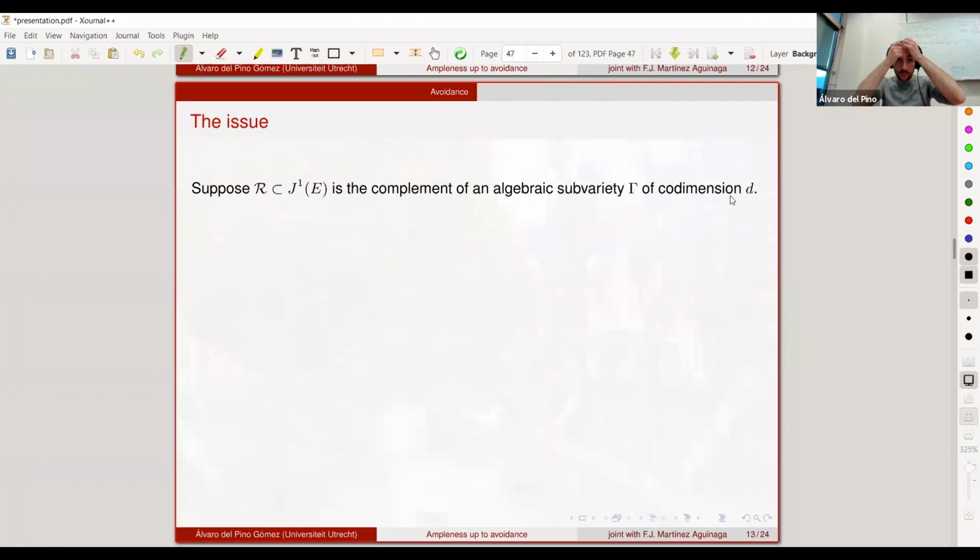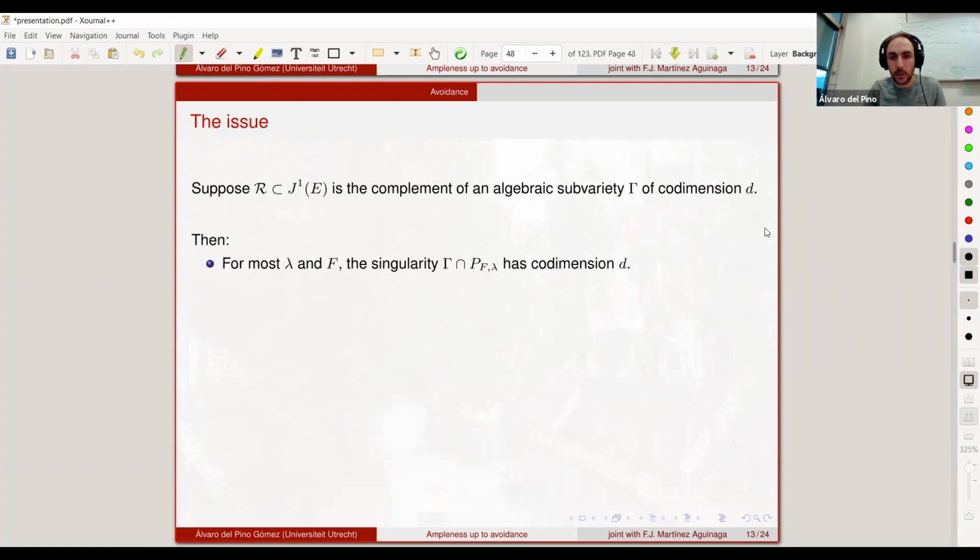So what is the idea with this avoidance story? As I tried to sell to you before, the point is that in practice, you start looking at relations, and it turns out that many relations are almost ample, but not quite. What do I mean by this? Let's say I'm in J1 and I have some relation there. And again, being in J1 is not important. I could do this in general order. And let's say R is the complement of an algebraic subvariety of some codimension D that I will take to be at least 2 in a second, just for simplicity.